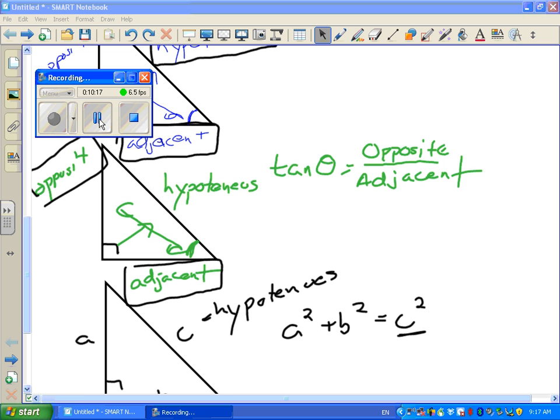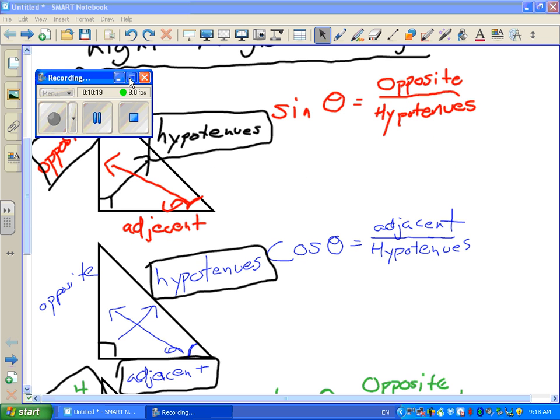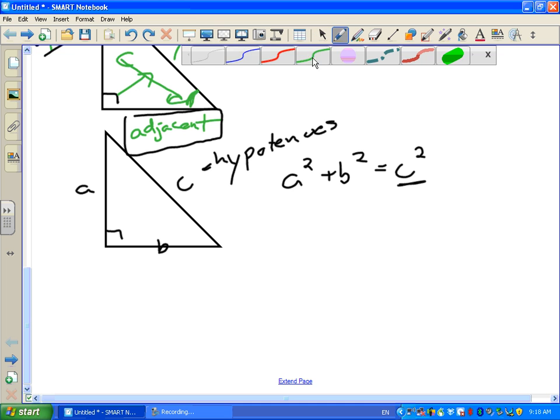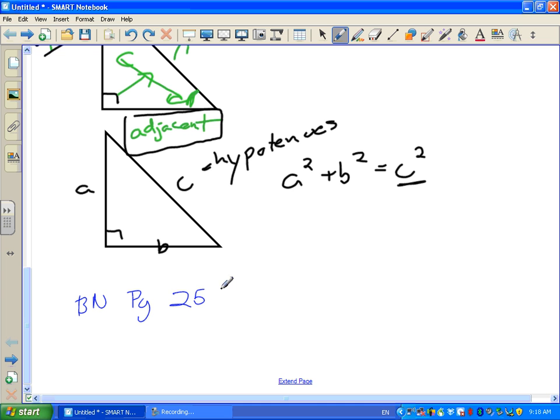So before we keep going, for the next 5 or so minutes, go into your blue notebook, pages 252 and 253. I want you to try the few questions on that page. All right?